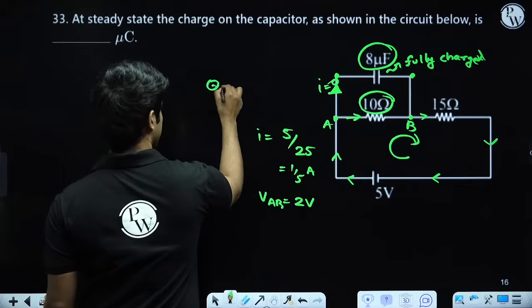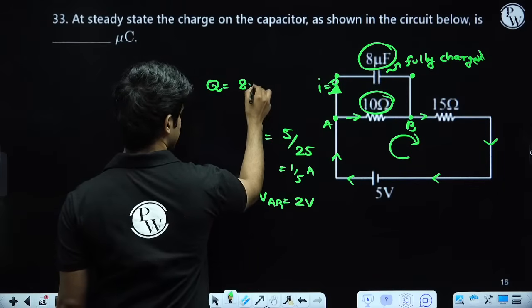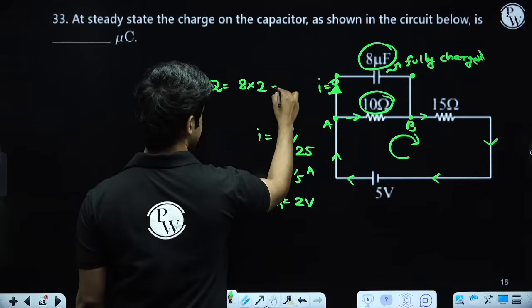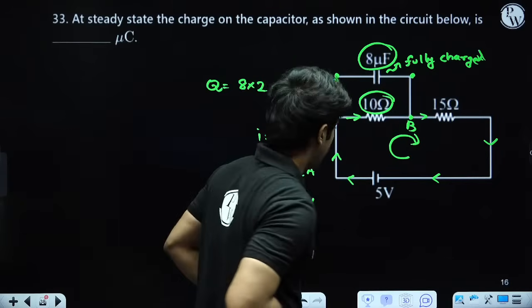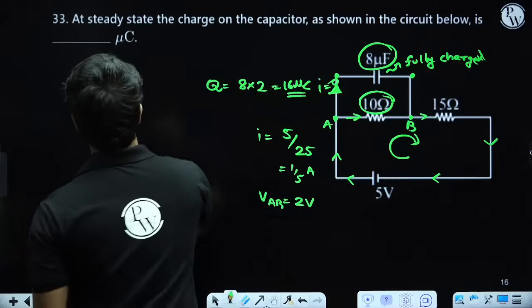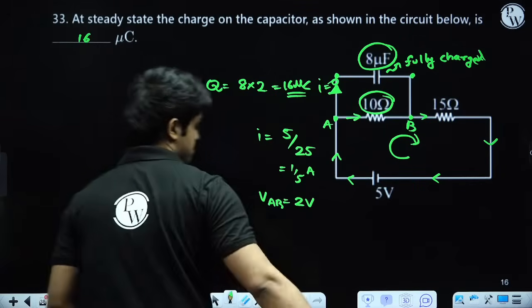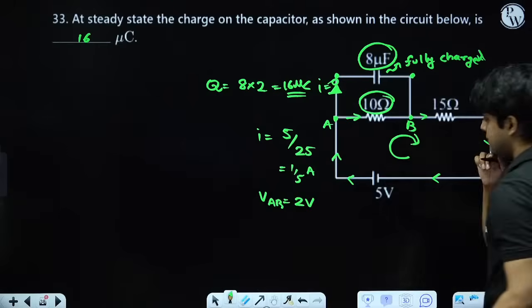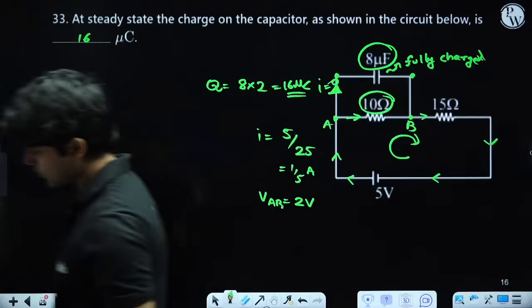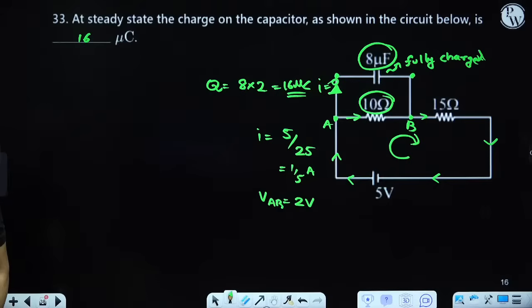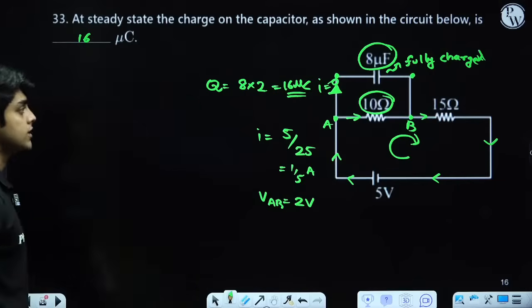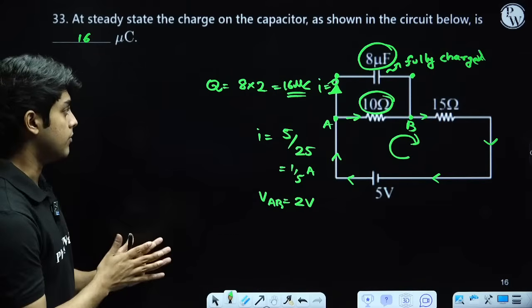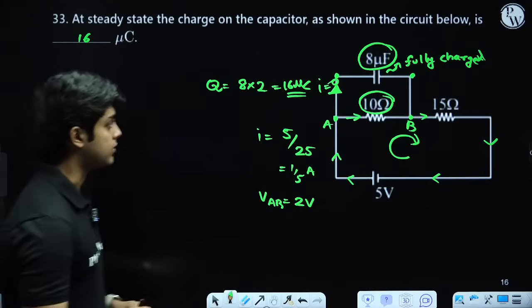So charge Q is CV. 8 times 2 will be 16 microcoulomb. So 16 is the answer. All right. Steady state logic for a capacitor is the same: in steady state, in the capacitor branch, the current would be 0. That is the main logic. And the capacitor charge would be constant after that.